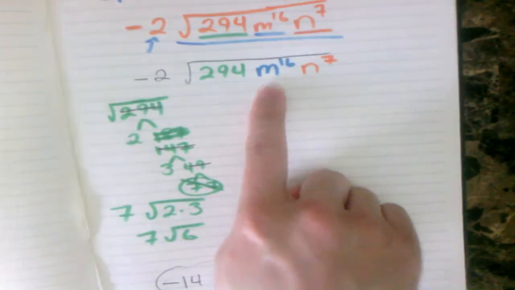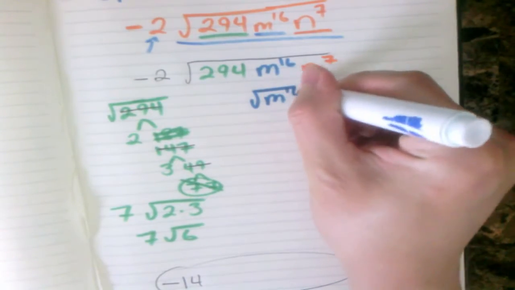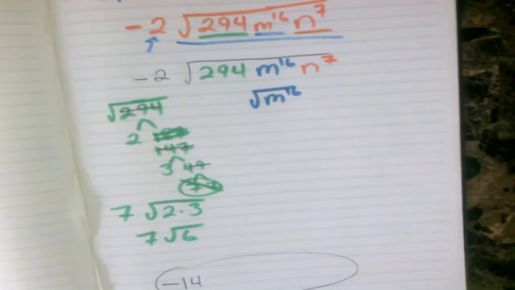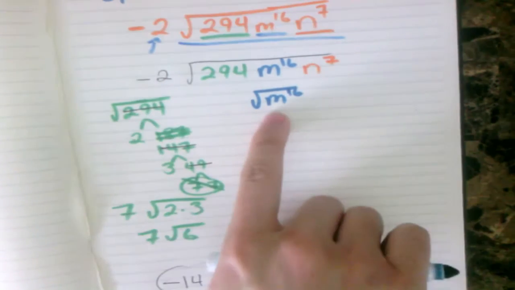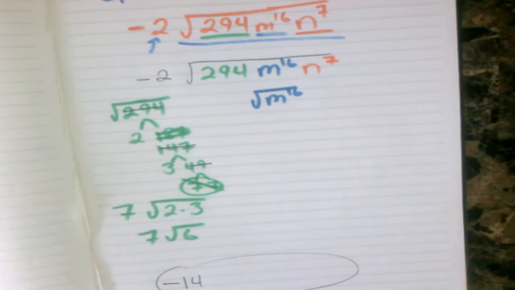Let's go ahead and take our blue part, our m to the 16th. So the square root of m to the 16th. Remember, we're splitting this into 3 different problems. So the square root of the number, square root of the first letter, square root of the second letter. Okay, so square root of m to the 16th. There are a lot of different ways to look at this. I'm going to teach you the way that I like to do this. Hopefully you've learned this. I'm going to show you 2 ways, just in case you haven't learned it.